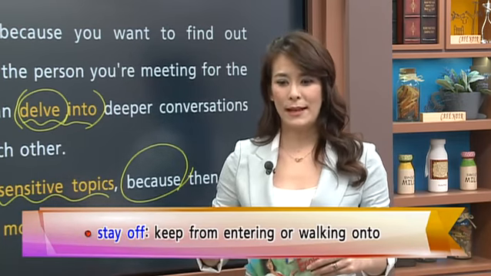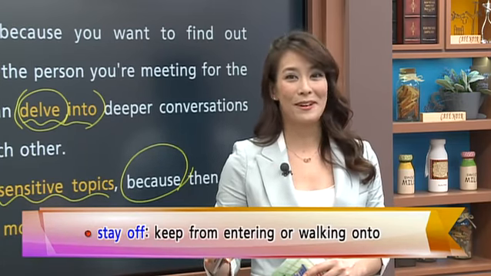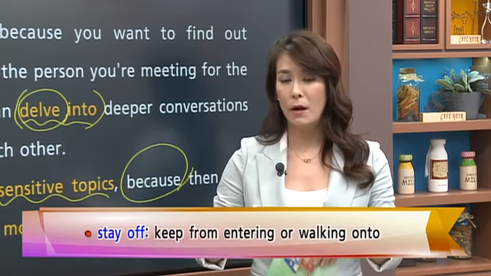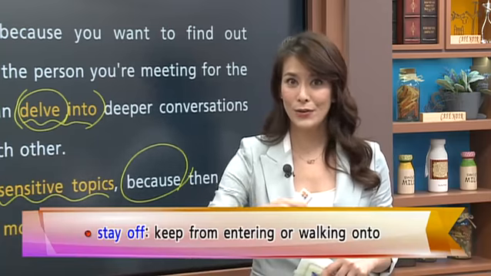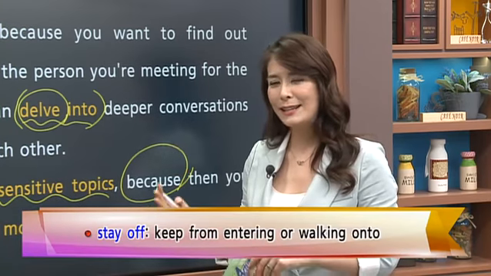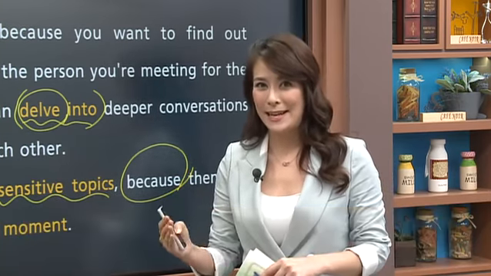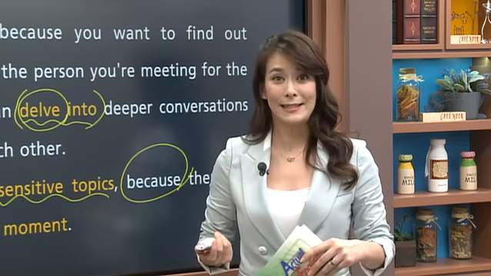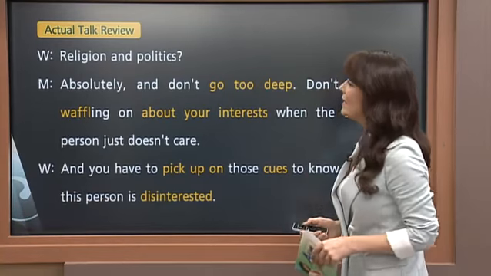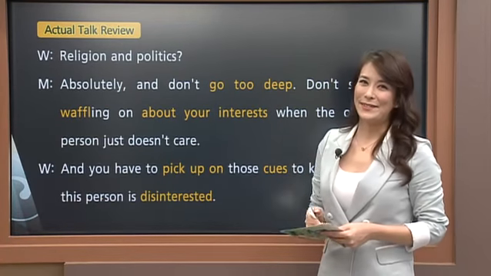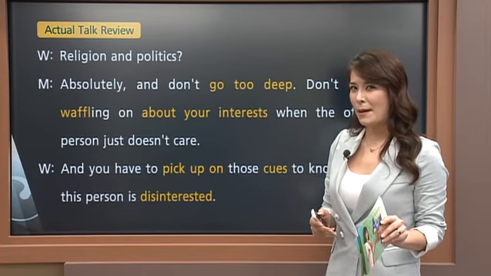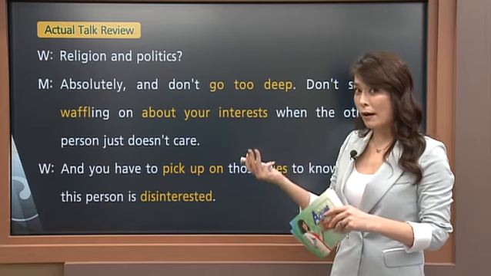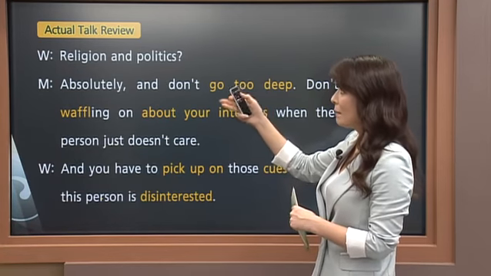For example, you can say, hey, stay off my property. It means do not come onto my property. Do not enter this area. So he's basically saying stay off, meaning stay away from talking about sensitive things, sensitive topics. Okay? And of course, Rachel gives an example. Sensitive topics that you should stay off are topics such as religion and politics.